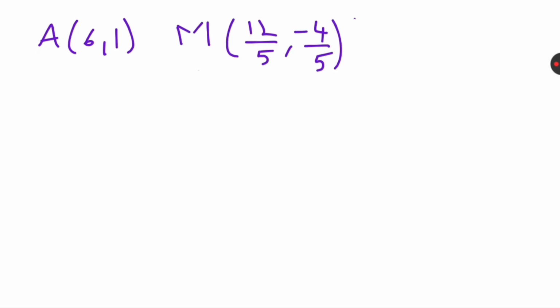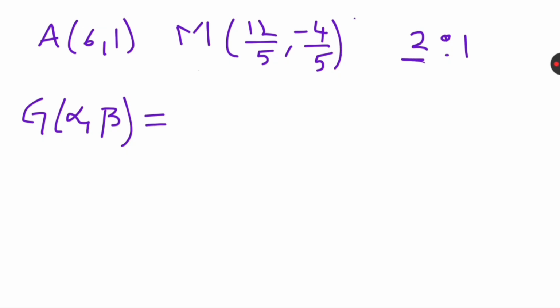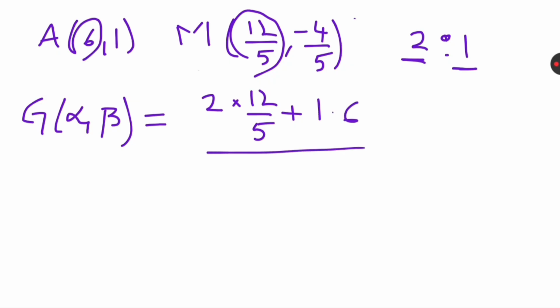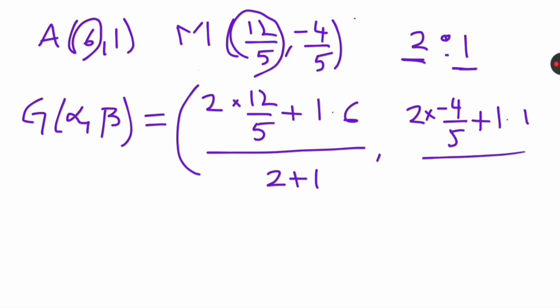We know the A point, we got the M point, and we know the ratio. So using this we can find the centroid. The ratio: 2 times x2, which is 12/5, plus 1 times x1, which is 6, divided by 2 plus 1. The same thing you apply for y also: 2 times -4/5 plus 1 times 1, divided by 2 plus 1. After solving these, we get the centroid as (18/5, -1/5).